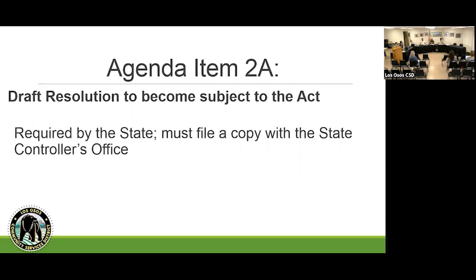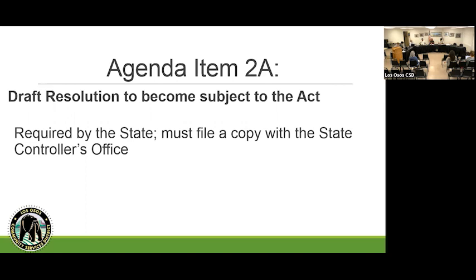And so we're going to incorporate that in, that's what that last part of the differences were. We have to adopt the resolution, which is part of the action tonight. If next month we adopt the ordinance, we have to also adopt a resolution telling the state that we're going to become subject to the act. And I put a draft resolution in the board packet for that.